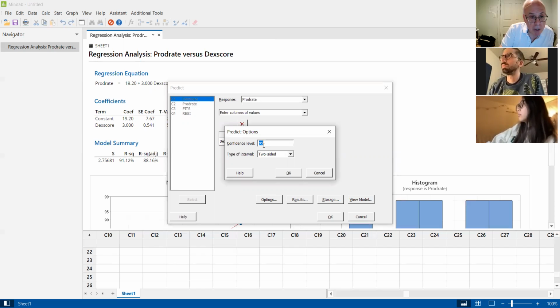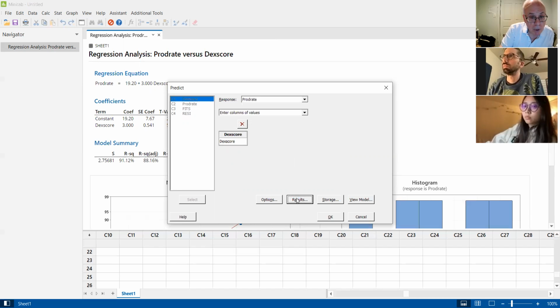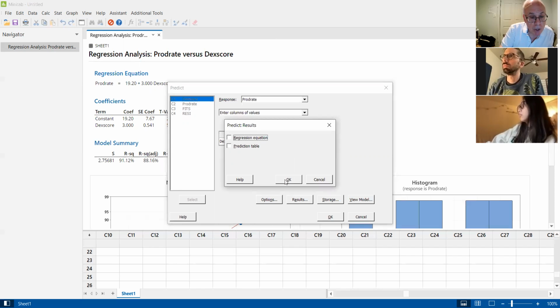Tells us the confidence level for our predictions. All right. Results. Prediction table. I guess you can create a prediction table here. You can also do regression equation. Let's try the prediction table. Storage. Here we go. Under storage, they have confidence limits, prediction limits. They give you the standard error of the predicted fits.